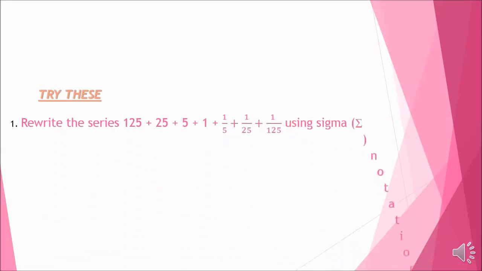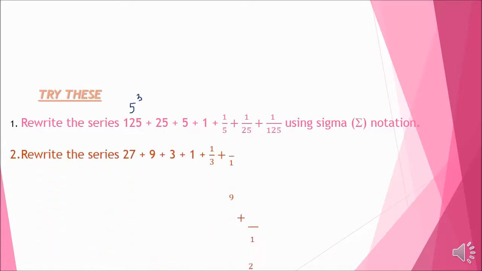Try this, using sigma notation. The question is the same as it was given, in 2 to the power. It is in 5 to the power, isn't it? 5 to the power 3. Now we have to start with 5 to the power 3. Now this question is also the same. We have to start with 3 to the power 3, and that will be fixed.